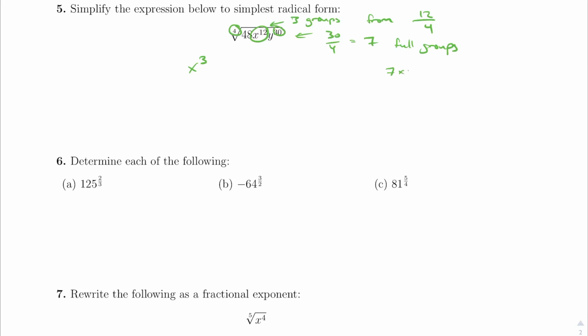But doing 7 times 4, that's only 28, so we need to have 2 extras in order to make the complete 30. So that will be 7 full groups, y to the 7th, and then inside of our 4th root, we still have 48, and we still have y squared from the 2 extra.